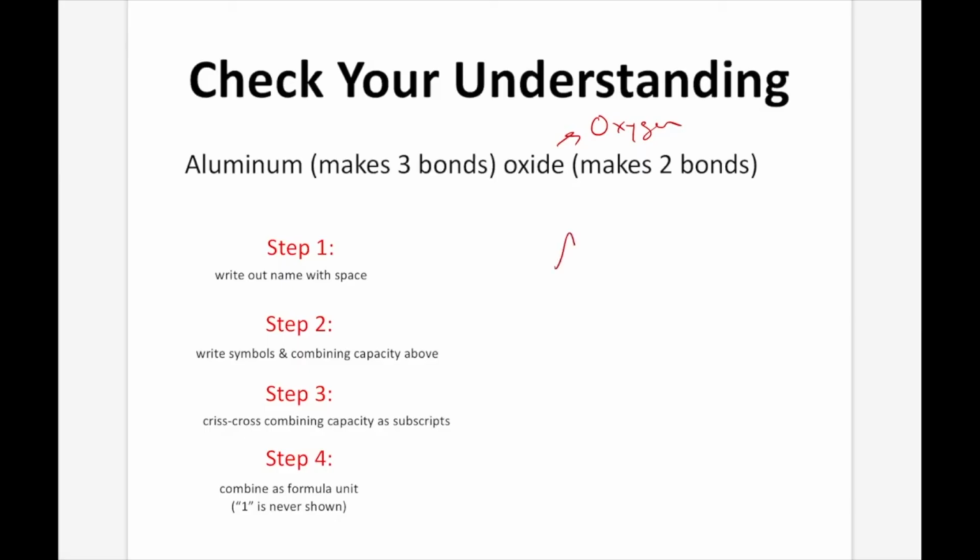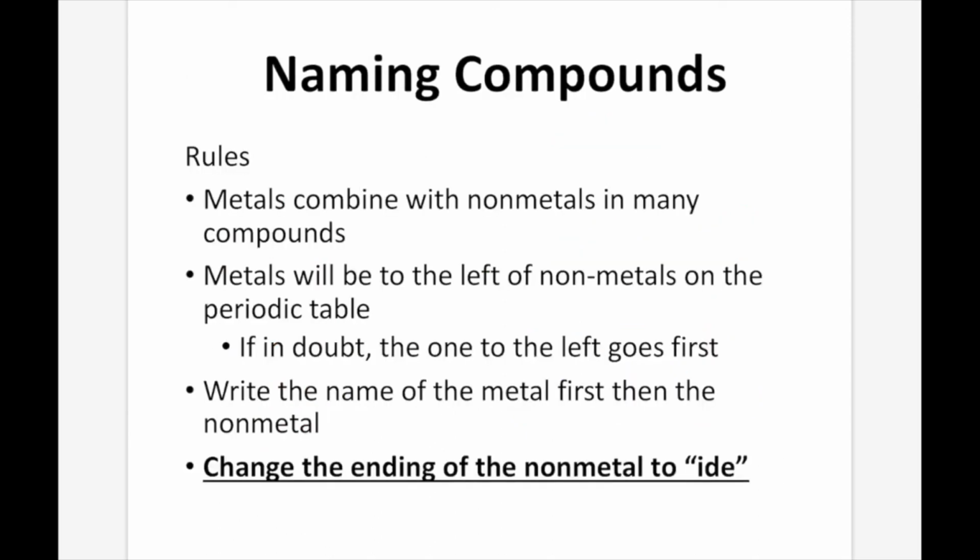So we're going to write our symbols, Al for aluminum, O for oxygen. We're told aluminum has 3, so we're going to put a 3 up there, and oxygen is 2. We're then going to cross them over. We're going to rewrite as Al2O3, and we're done.